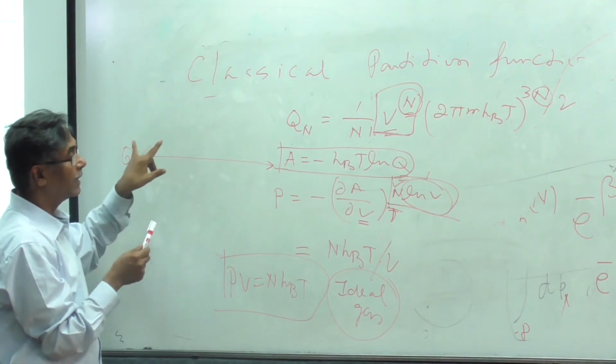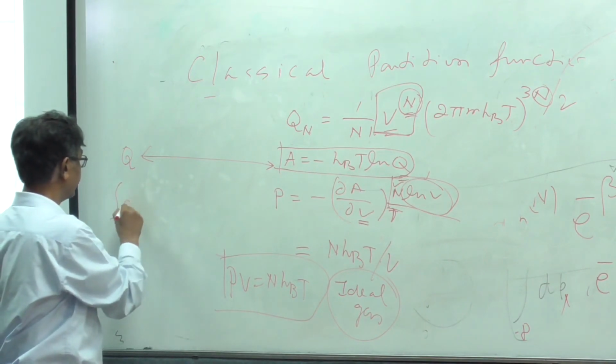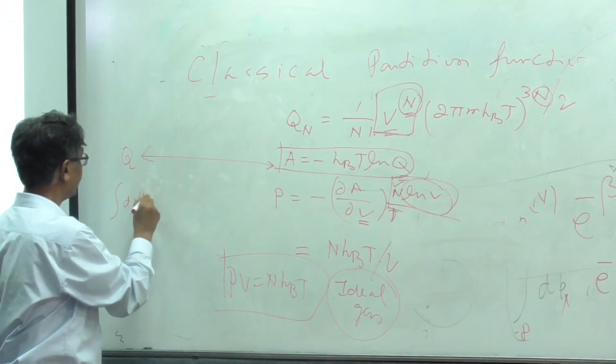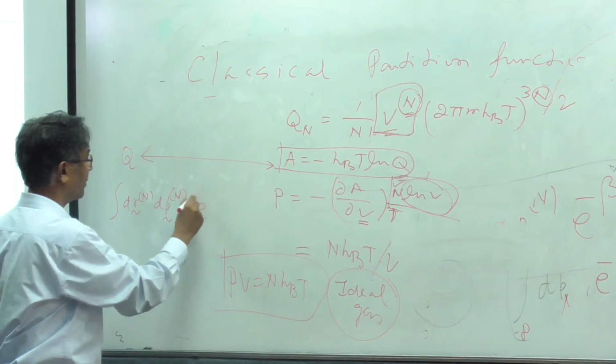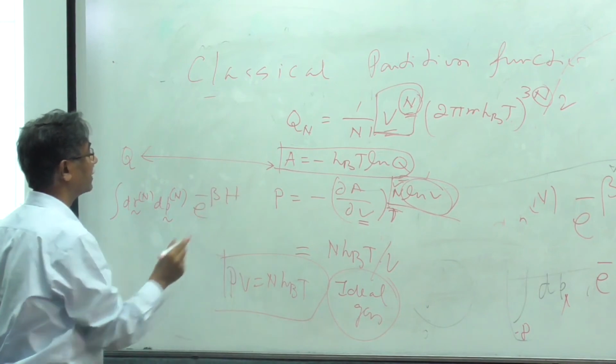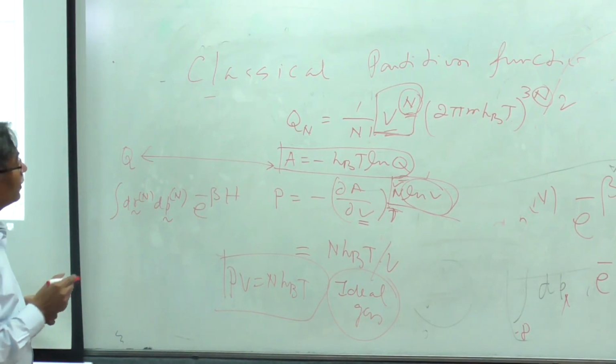Now, in the case of a classical system, when this quantity is the integral of dR^N dP^N, e to the power minus beta H, you need the Hamiltonian.